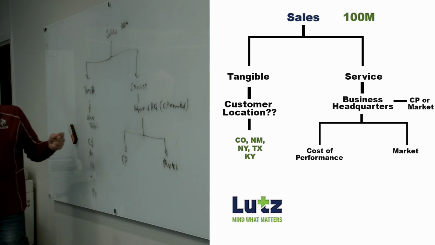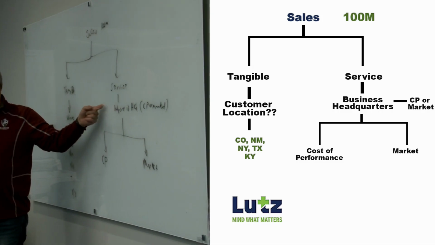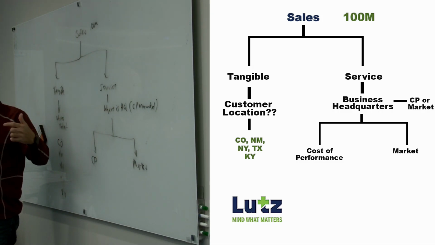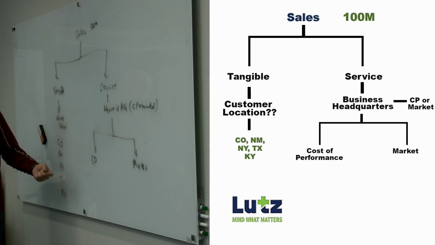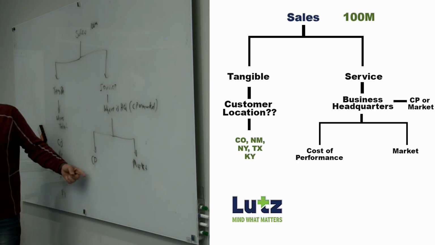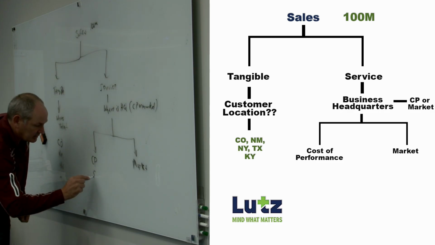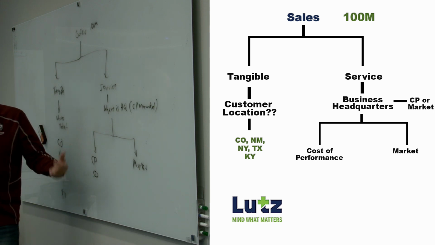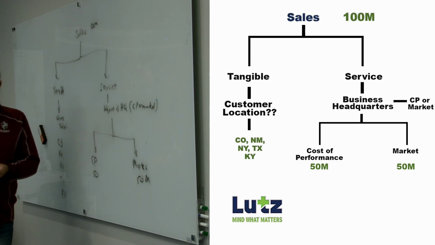But if you go down this side, it's service. You have to say, well, where's headquarters? Well, it's in Nebraska or wherever. And you have to figure out whether it's cost of performance or whether it's market. And then you have to say, well, where's my customer? So now I got this $100 million that's being generated by headquarters. And if it's a cost of performance state, then I got to figure out the $100 million, how much, I'm going to say 50 million is in cost of performance states, and 50 million is in market states.